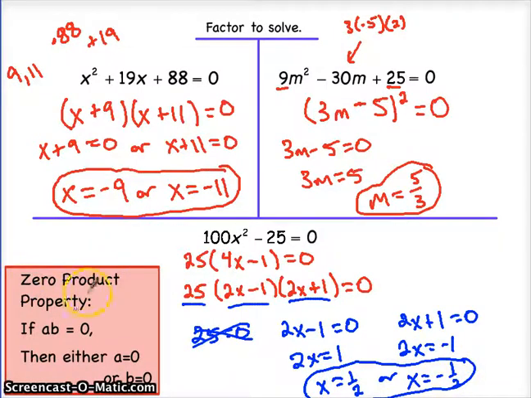Factoring gives us the opportunity to use the zero product property, and that property gives us the chance to solve quadratic equations fairly simply. I hope that helps.